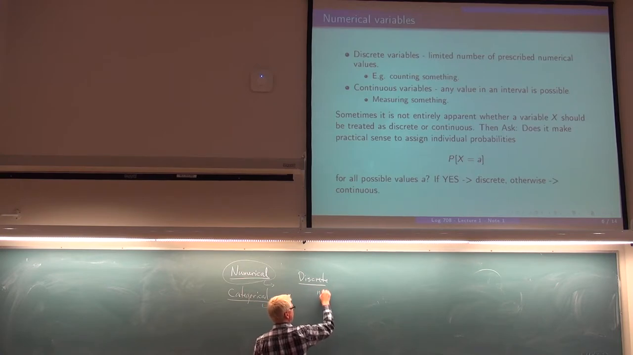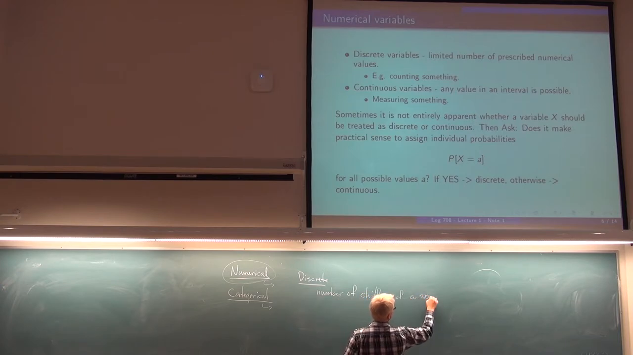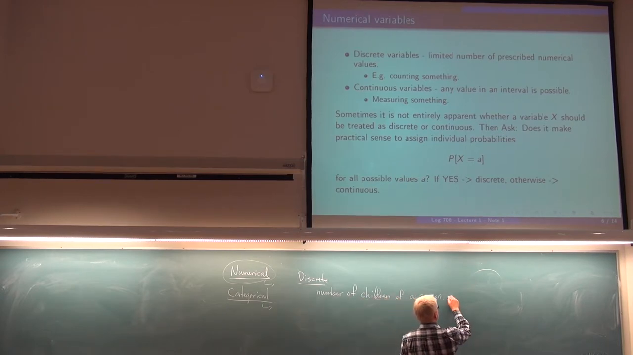For instance, the number of children of a woman, for instance. So take in a sample, you have a set of women, and the number of children is a discrete numerical variable because it can take the values 0, 1, 2, and then up to some reasonable limit, let's say. Okay, there are a few women who have more than 15, but it's very uncommon, I think. Maybe not very many.